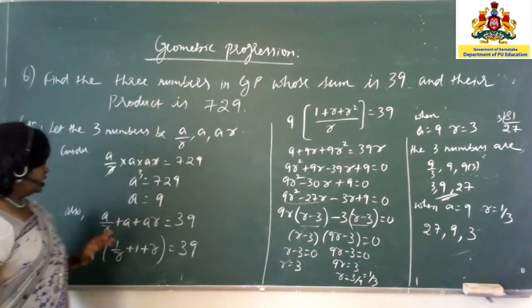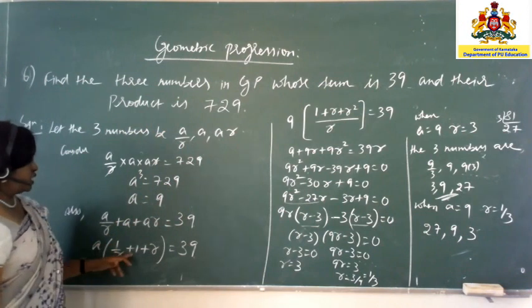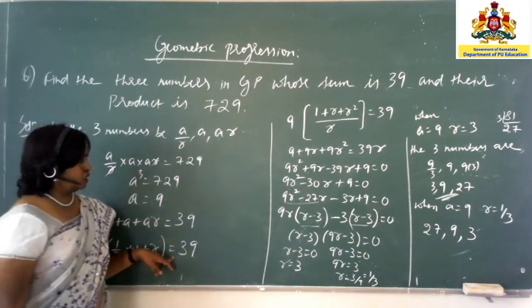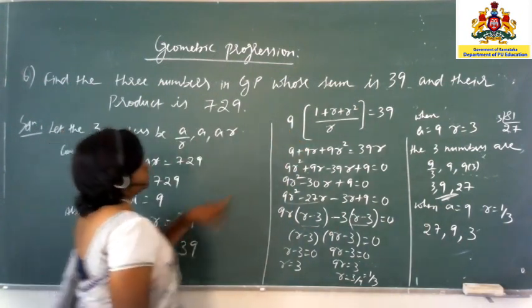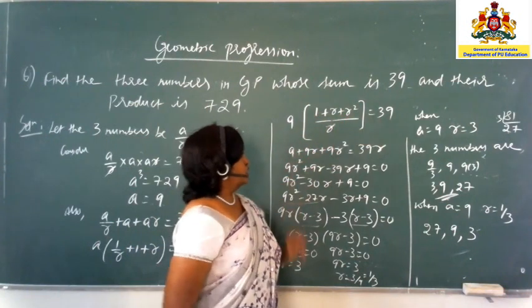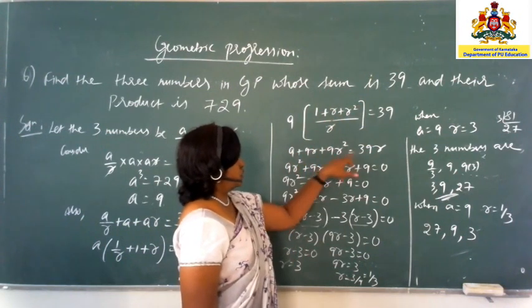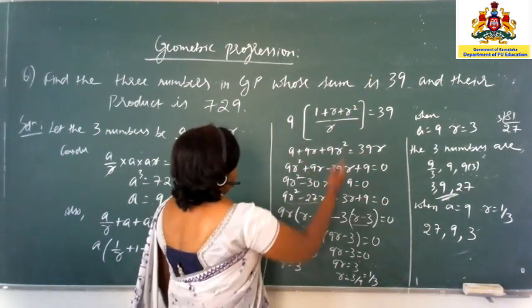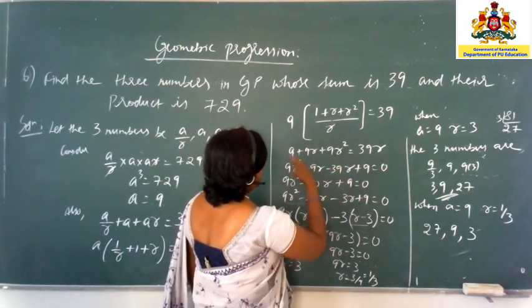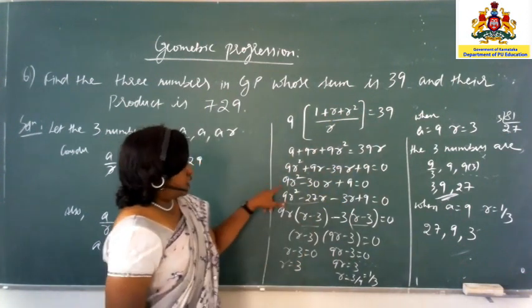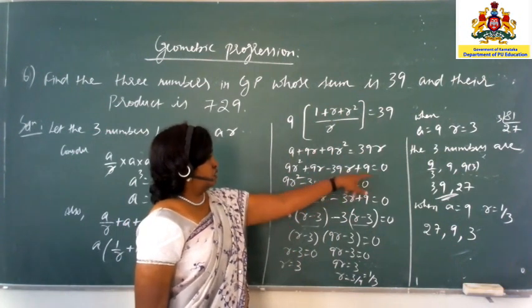And the sum is 39. So a by r plus a plus ar is equal to 39. So you can take out a outside into 1 by r plus 1 plus r, that is equal to 39. Substitute a value 9 and take the LCM r. So 1 plus r plus r square by r is equal to 39. Let's cross multiply: 9 into 1, 9 plus 9r plus 9r square is equal to 39r. Bring this 39r to LHS. So 9r square plus 9r minus 39r plus 9 is equal to 0. So 9r square minus 30r plus 9 is equal to 0.